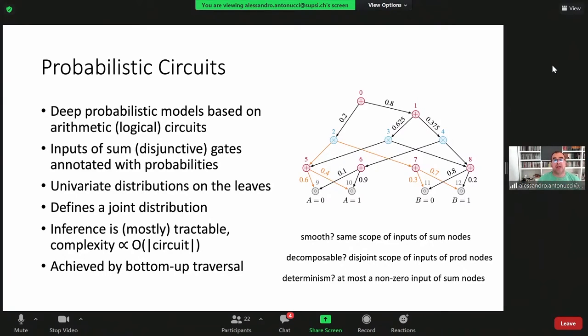While decomposability is for product nodes, basically the scope of the inputs of a product node should be disjoint. So for node number 2, the blue one, you see that we have one input which is related to A and the other one which is related to B. So they are disjoint. These are standard assumptions to define sum-product networks. An additional assumption is determinism. Determinism is basically that when you have a sum node, at most one of the inputs should be non-zero when you propagate. Okay, these are circuits in general.